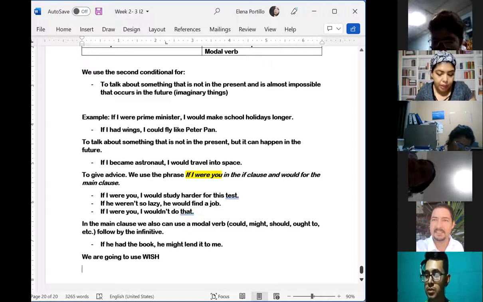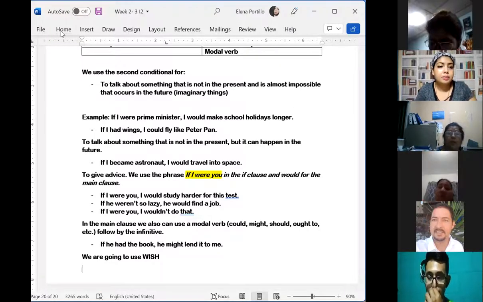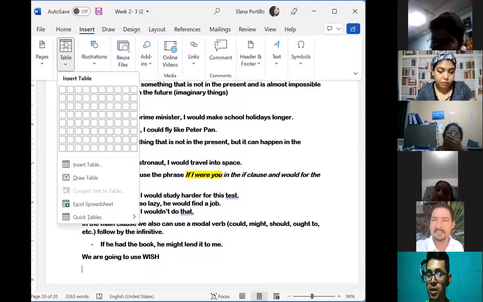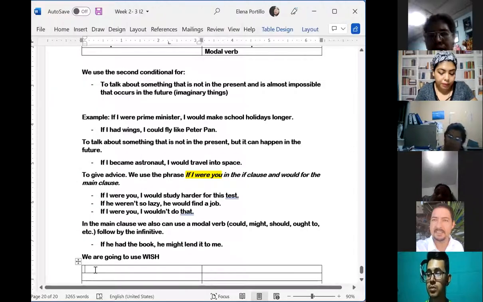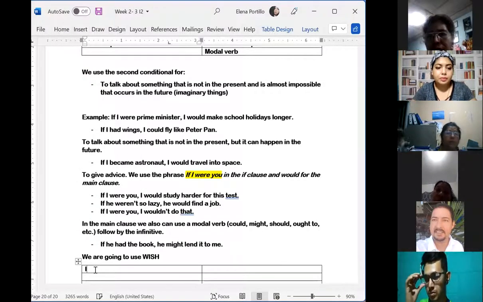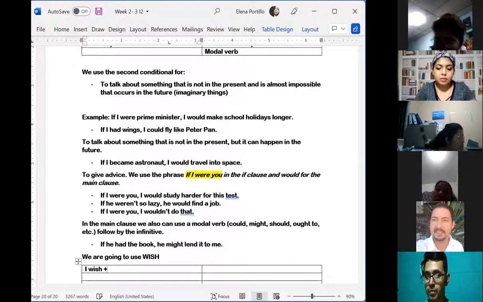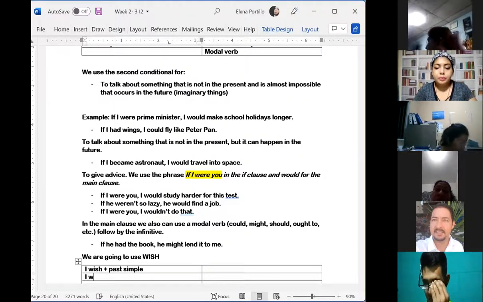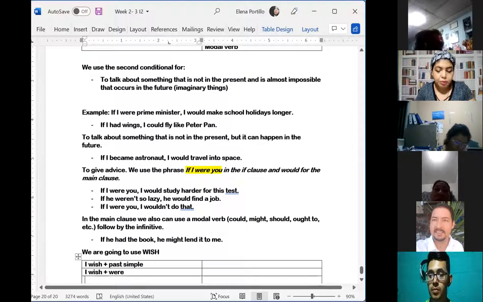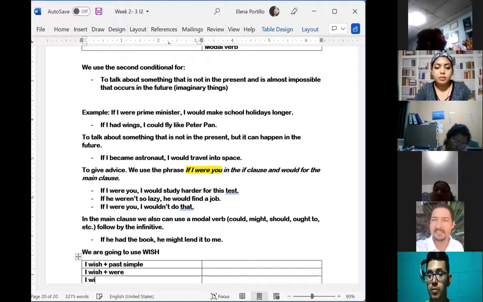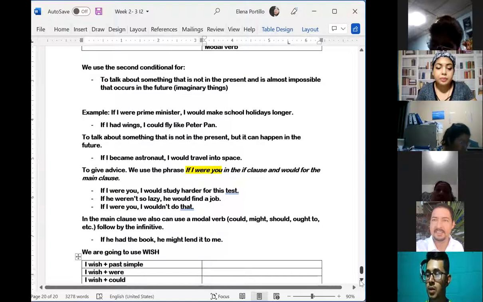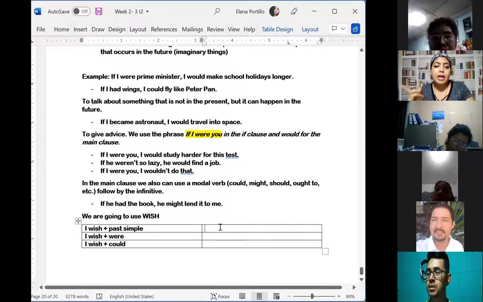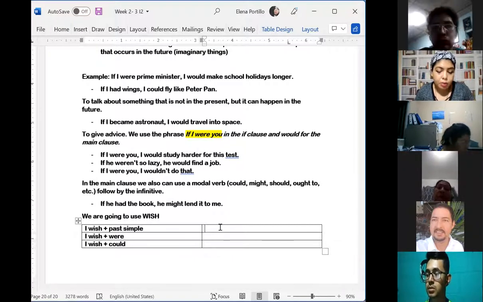So we are going to see a table with this information. So we have here, I wish plus past simple. Then we have I wish plus were. And then we have I wish plus could. So in this case, we have this kind of sentence. For the first one, I wish plus past simple: I wish I had more money.